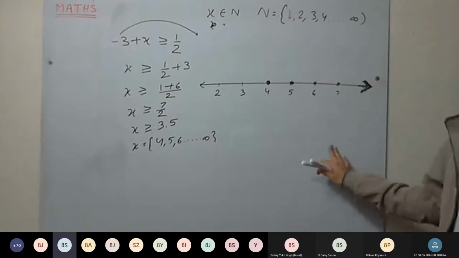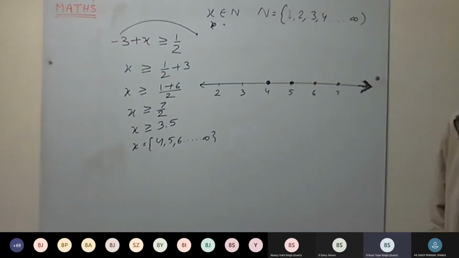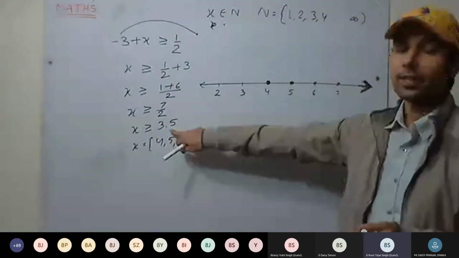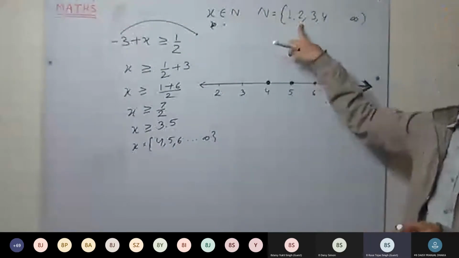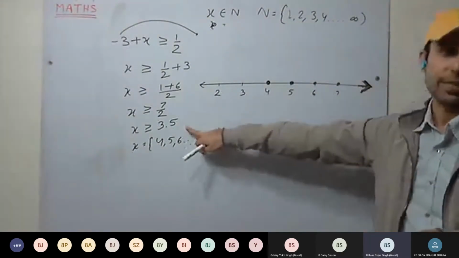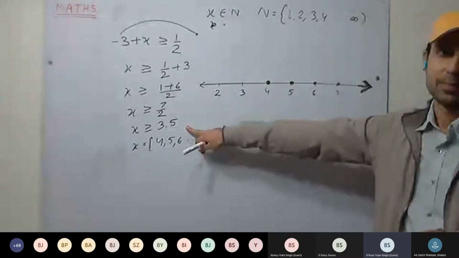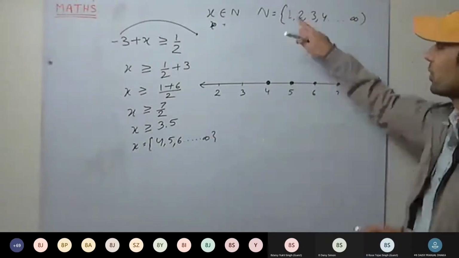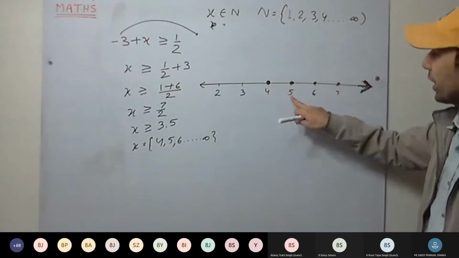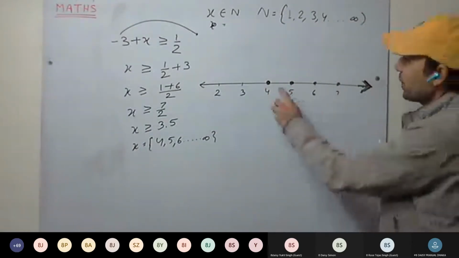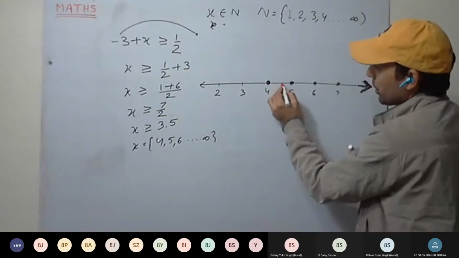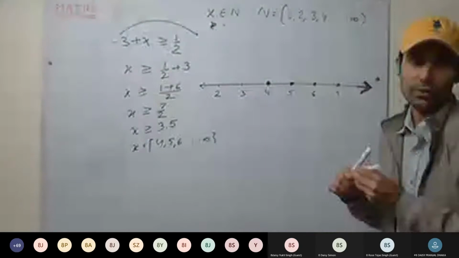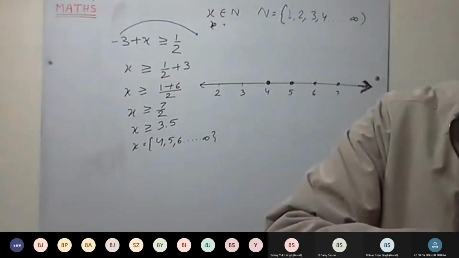Sir, can we mark 3.5 also on the number line, because it is greater than or equal to? Yes, it is fine, but see here, from what do we have to take the values? Natural numbers. Is 3.5 a natural number or not? No, sir, it is not a natural number. So only 4 we can mark, then 5, 6, 7 are natural numbers. In between, these are not natural numbers. There are infinite numbers between 4 and 5, but these are not natural numbers, so we cannot mark them. There is no question here for real numbers.